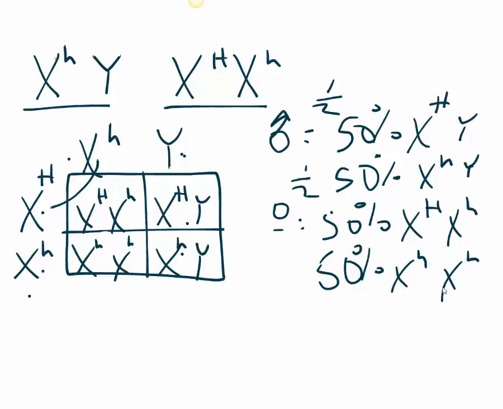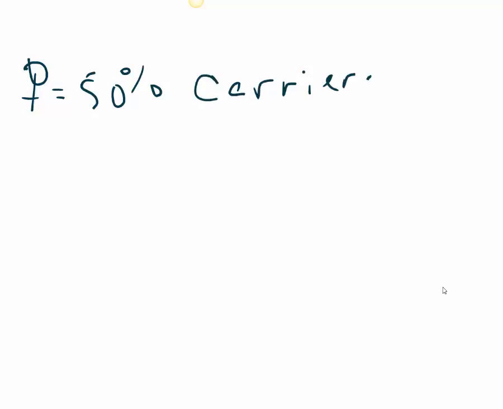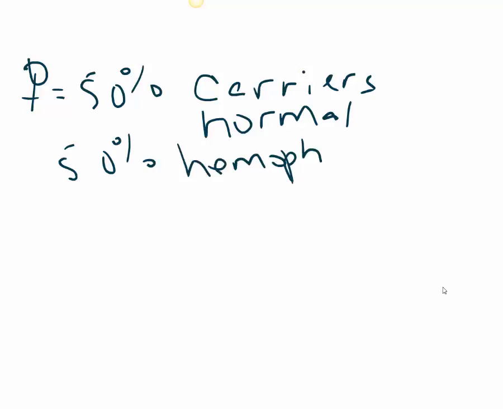Of the phenotypes then of this combination, I'm going to put on the next page, but let's just look at the Punnett Square to predict that. So of the females, we can say that 50% of the females are going to be carriers, and 50% of the females are going to have hemophilia, because they're going to have 2 copies of that recessive allele. So of the females, 50% carriers, normal, and 50% are going to be hemophiliacs.